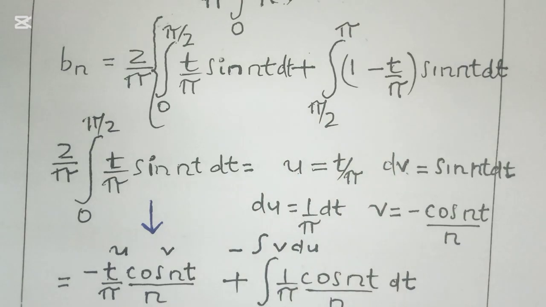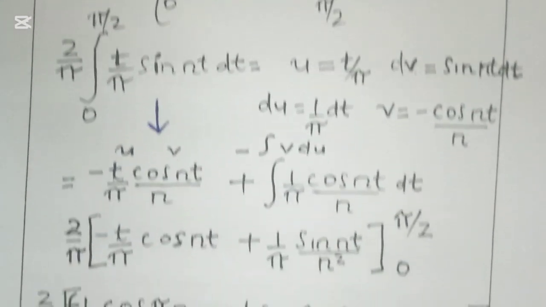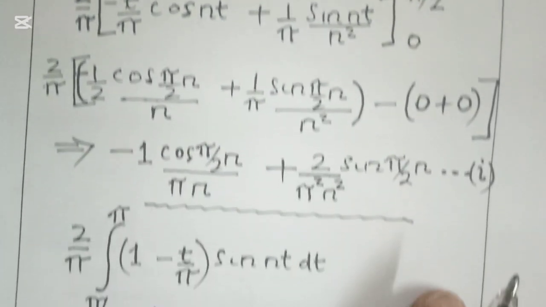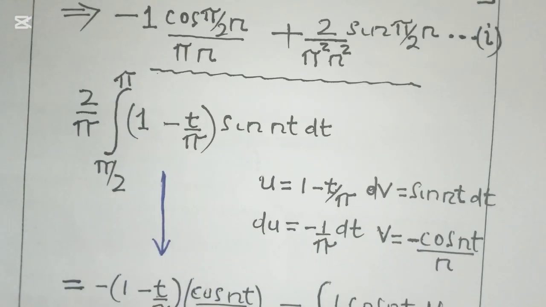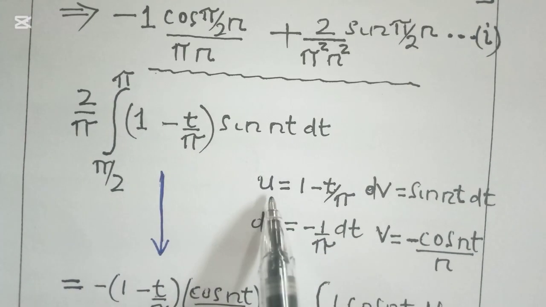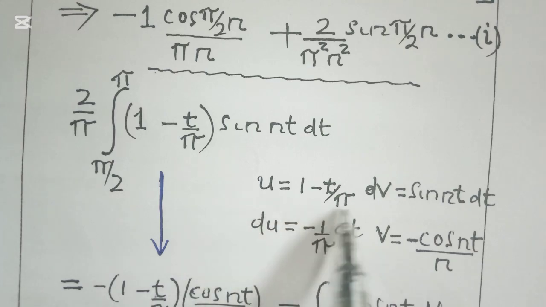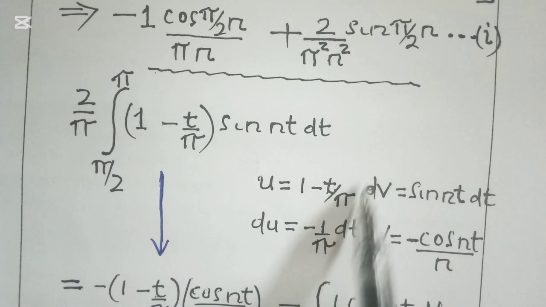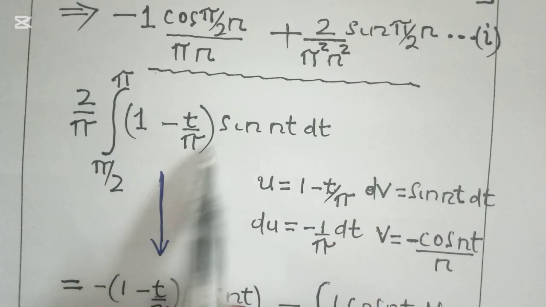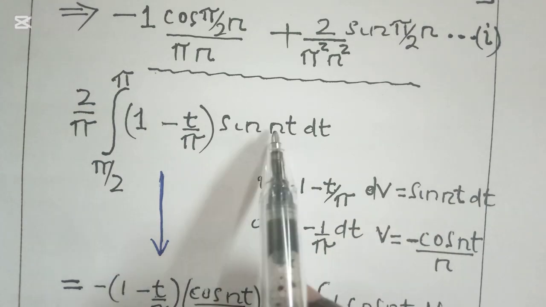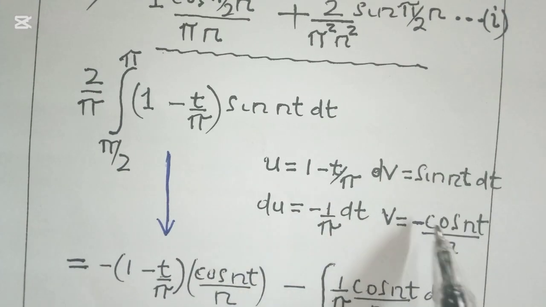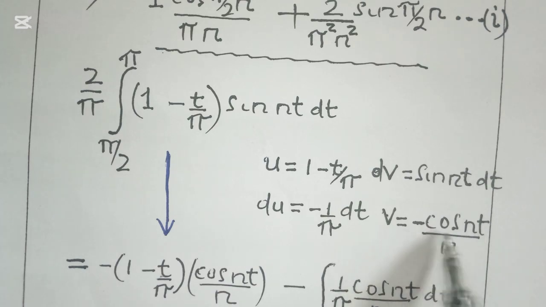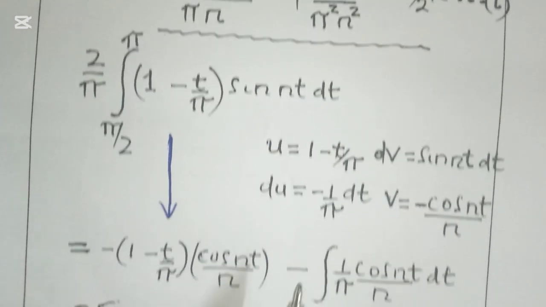Coming now to the second integral, this is what we have. We have the second integral. We are supposed to add them together. I do the same thing. I integrate by parts. My u is this. My dv is this. And so, therefore, my du will be this. And my v will be minus cos nt all over n.